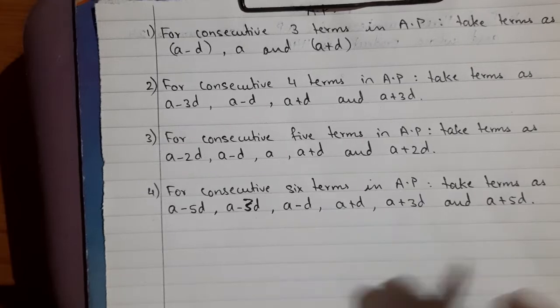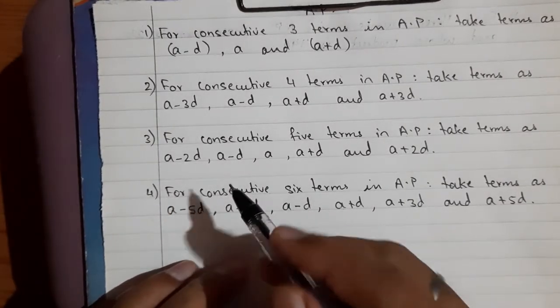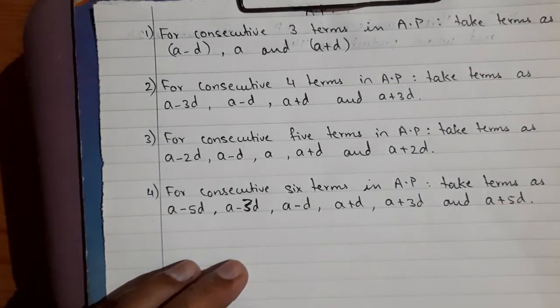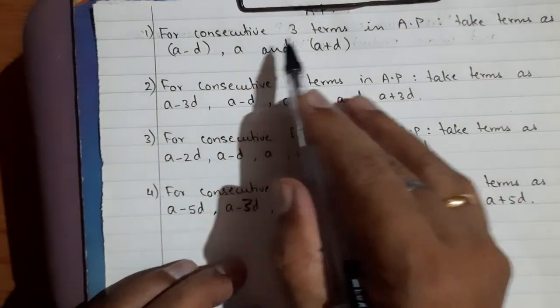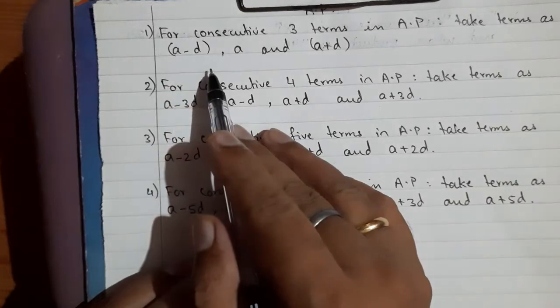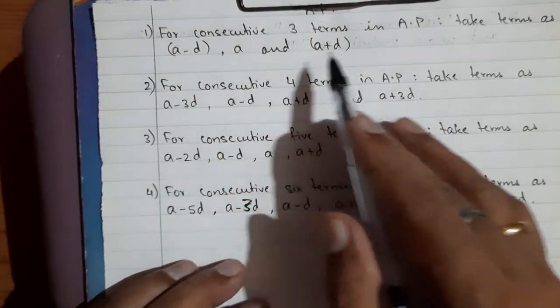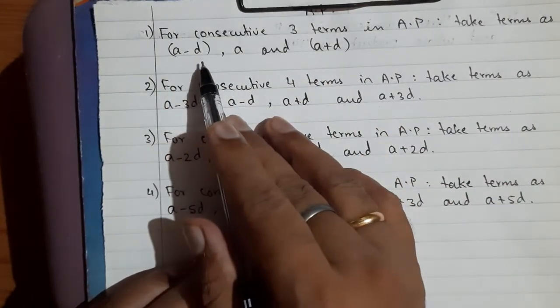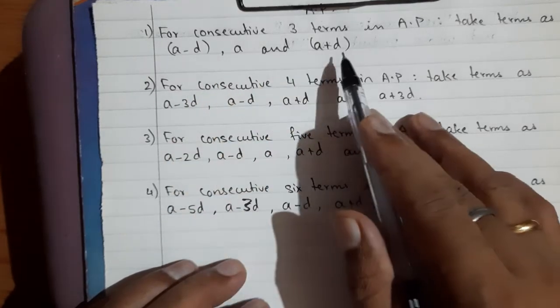We had already started with AP. Now we are going to see when we have consecutive terms. For consecutive 3 terms in AP, we have to take terms as a minus d, a and a plus d, where a minus d is the first term, a is the second term and a plus d is the third term.